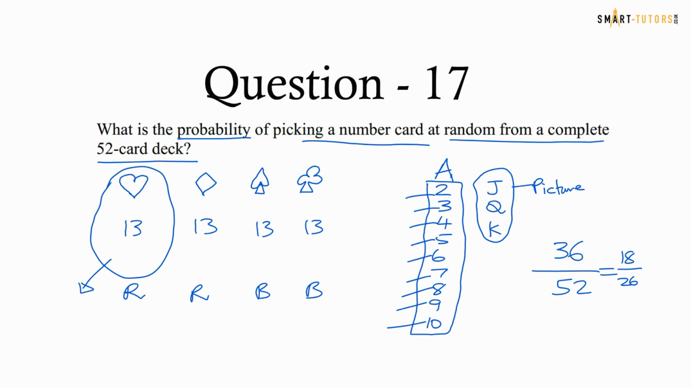Then half of 18 is 9 over 13. So the final answer is 9 over 13. That is our simplified answer.